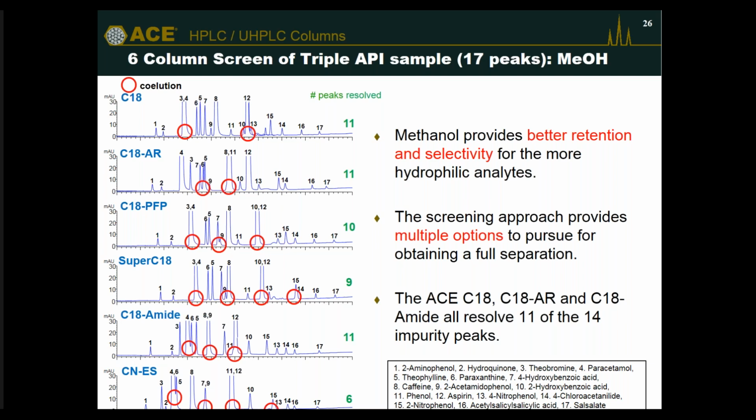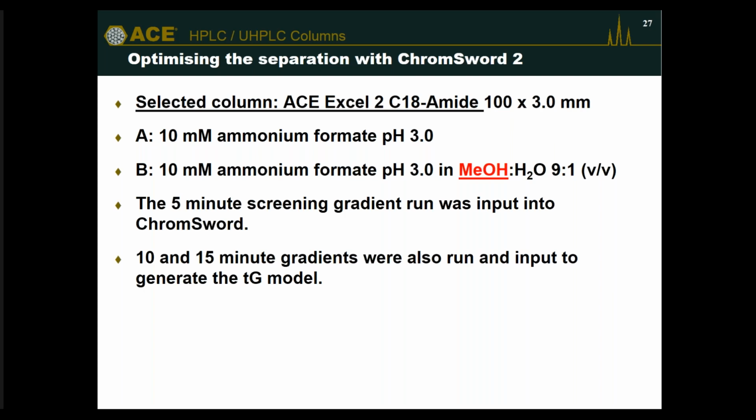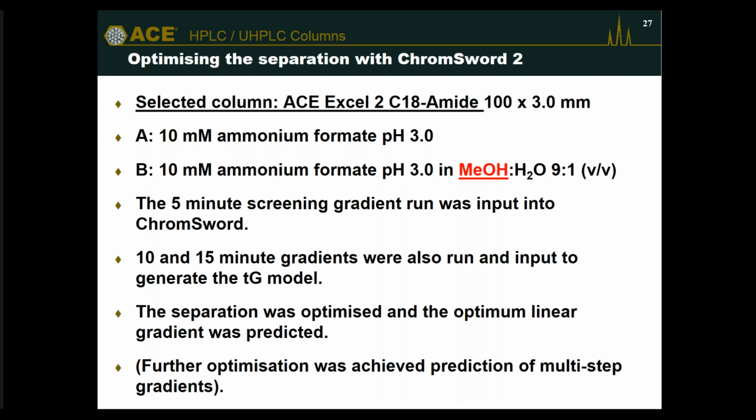Now with this particular screening set, there's actually 2 or 3 different options that you could take forward for optimization. We could use the C18, the C18AR, or the C18 amides. Because the C18 amide resolves 11 compounds on both solvents, acetonitrile and methanol, we decided to take that forward for the optimization process with the ChromeSword software. So you can see that we're using the C18 amide with methanol as the organic solvent. We use the 5-minute screening gradient, and we also use 10 and 15-minute gradients to input to generate our gradient model.